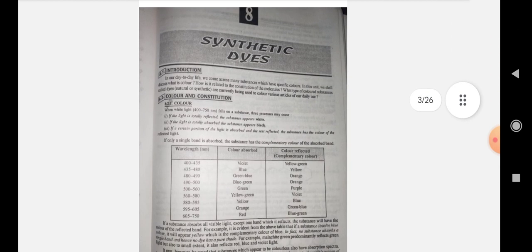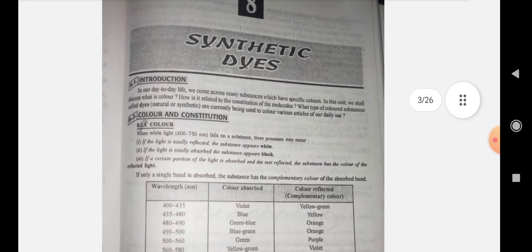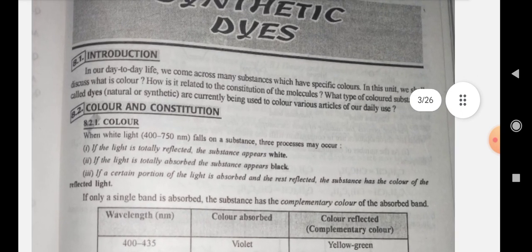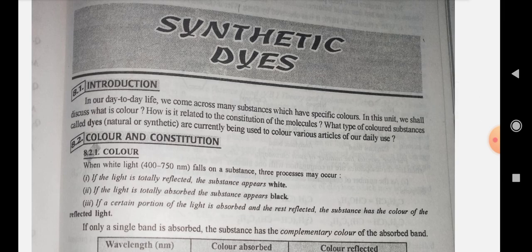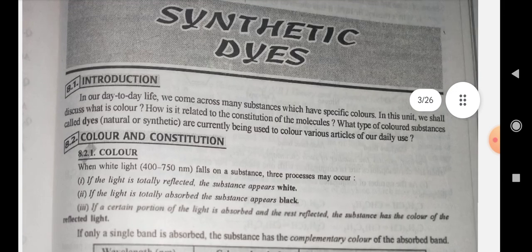So today we will start our topic with synthetic dyes. In our day-to-day life, we come across many substances which have specific colors. In this unit, we shall discuss what is color, how is it related to the constitution of the molecules, what type of colored substances called dyes are currently being used to color various articles of daily use.